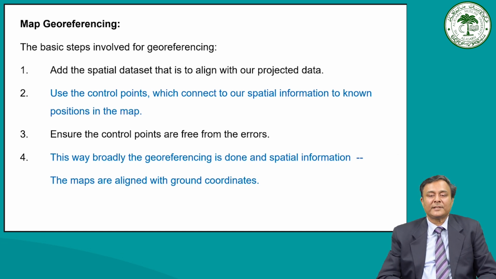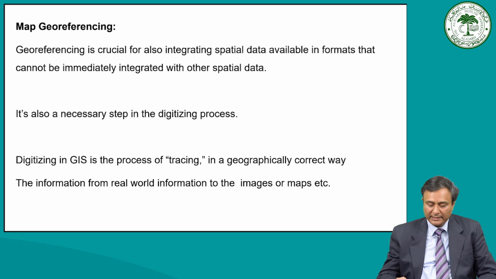The control points are used in conjunction with the transformation to shift and warp the spatial datasets from its existing location to the spatially correct location. So now you realize and understand the significance of georeferencing for spatial information science.